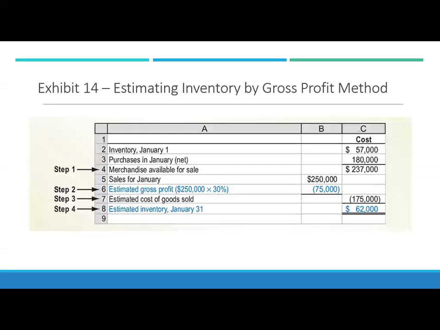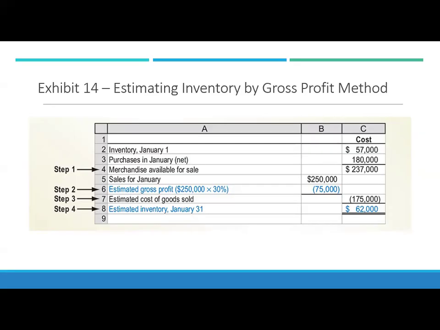Under the gross profit method, we calculate the gross profit first. And so we take at cost our initial inventory plus our purchases. We get our merchandise available for sale at cost. Then we have our sales of $250,000 for January, and we multiply that by a gross profit percentage to estimate our gross profit. And we determine this percentage, in this case 30%, based on previous quarters. We go back for previous quarters, a couple of years, we say our gross profit percentage has been 30% every year. We're pretty confident that that's what it is.